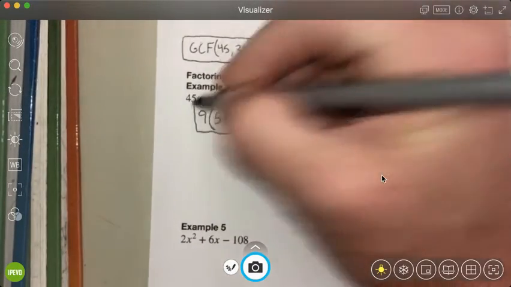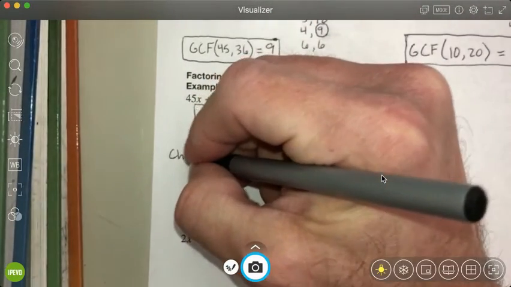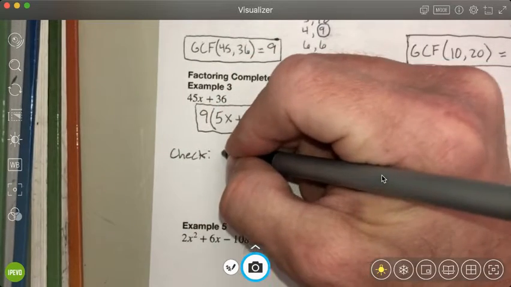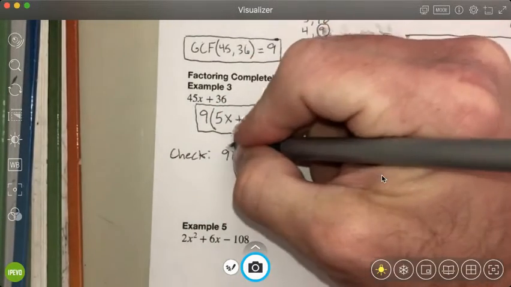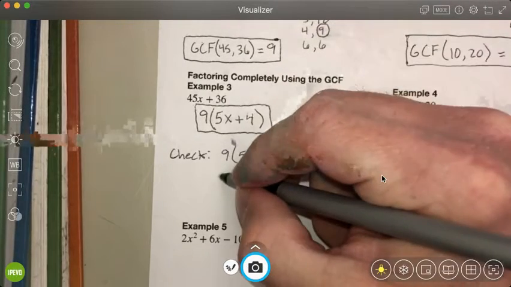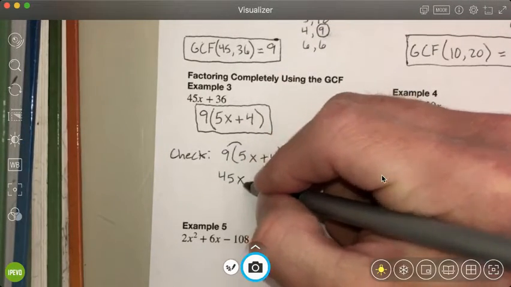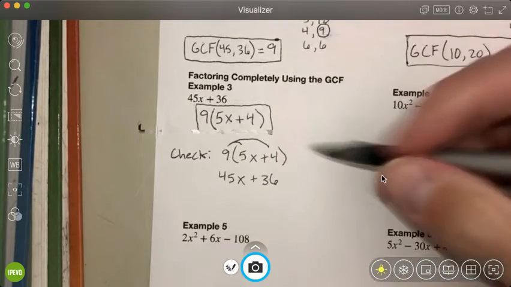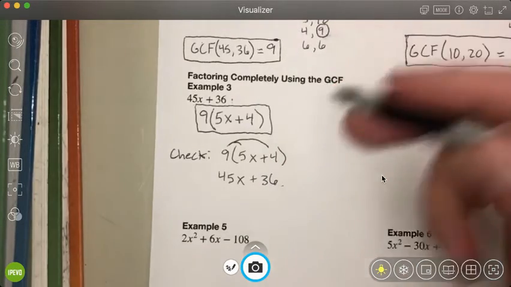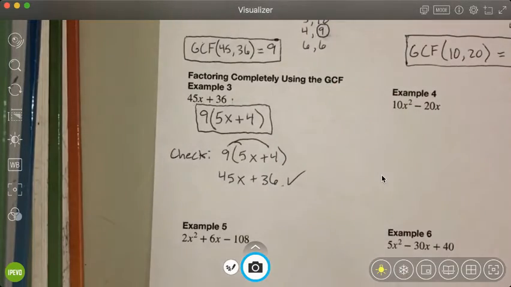What I encourage for these is that you do a check. If I write down my factored form, what is 9 times 5x? That's 45x. And what is 9 times 4? 36. That matches my original, so I know that my factoring is good.